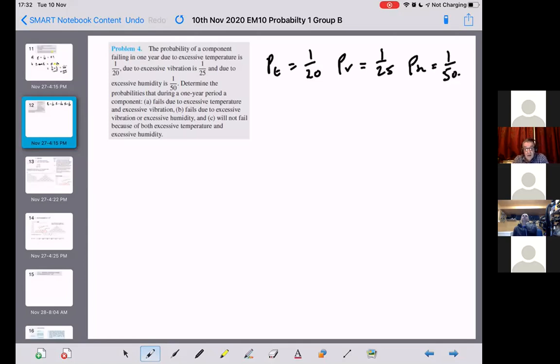During a 1 year period, determine the probabilities that the component A fails due to excessive temperature and excessive vibration. Remember what the key words are. And B fails due to excessive vibration or excessive humidity. And C will not fail because of both excessive temperature and excessive humidity. Have a go at that question.